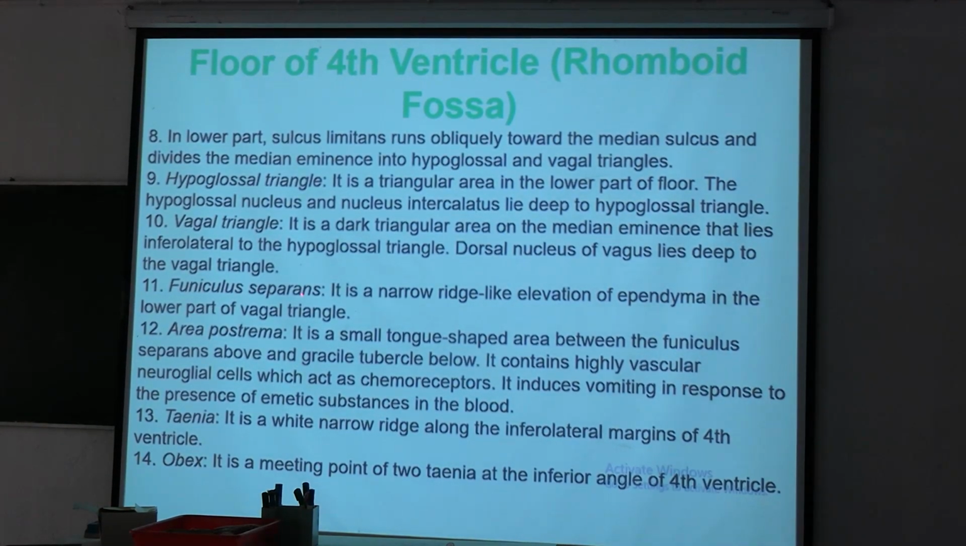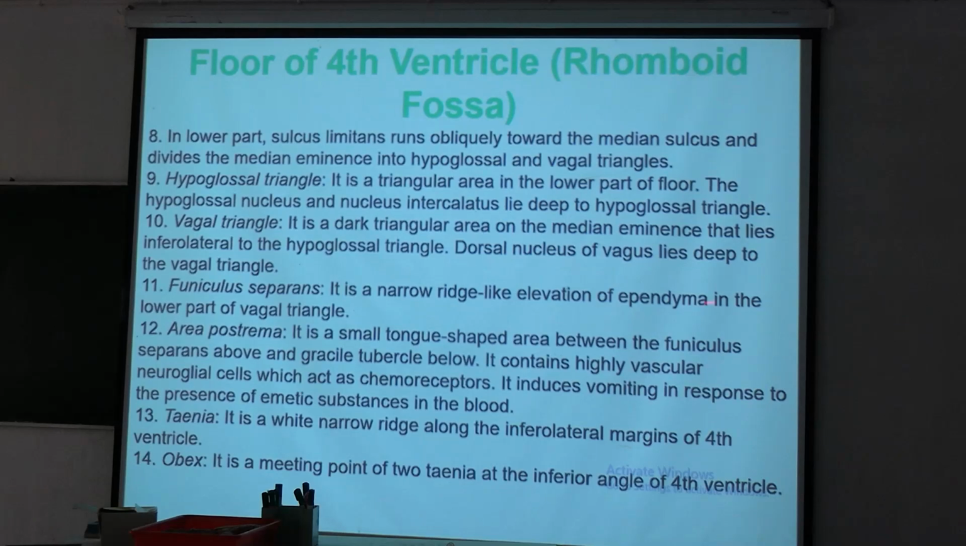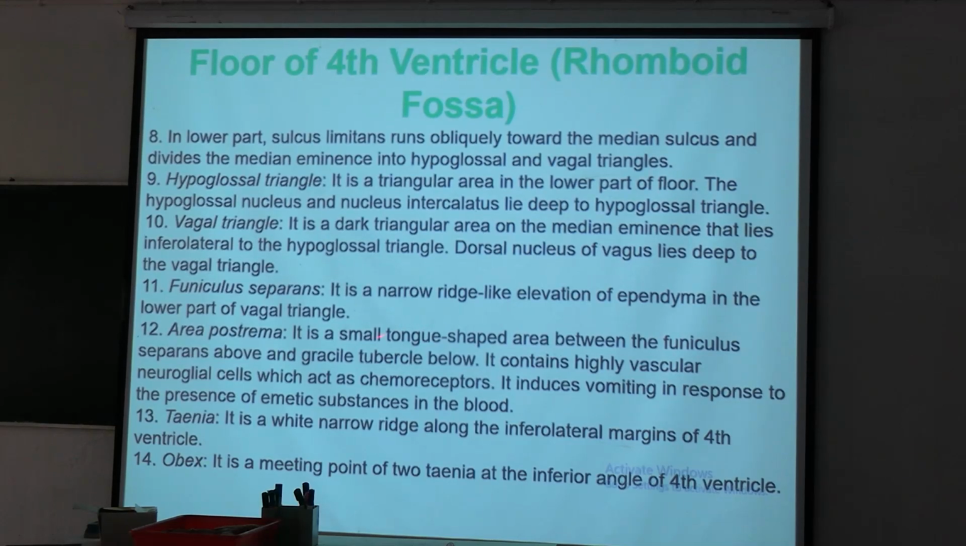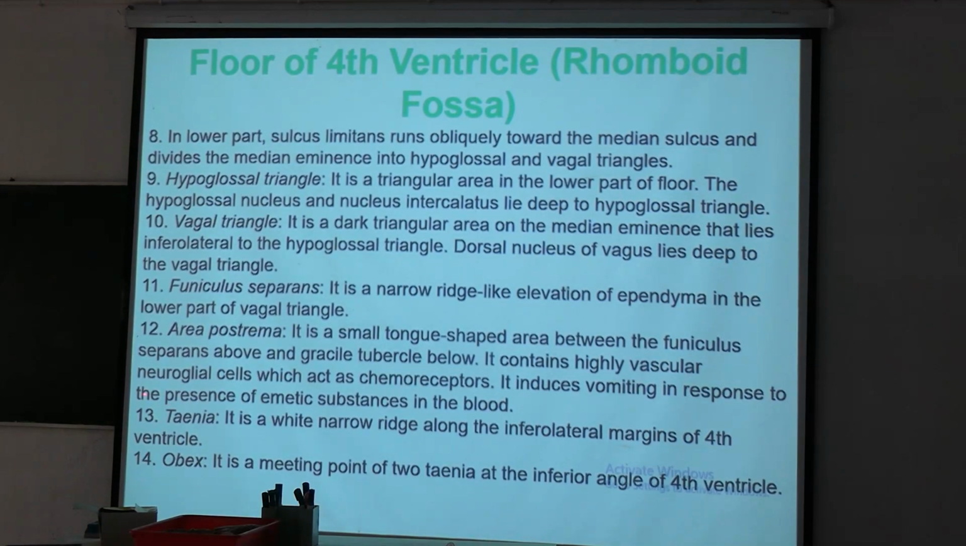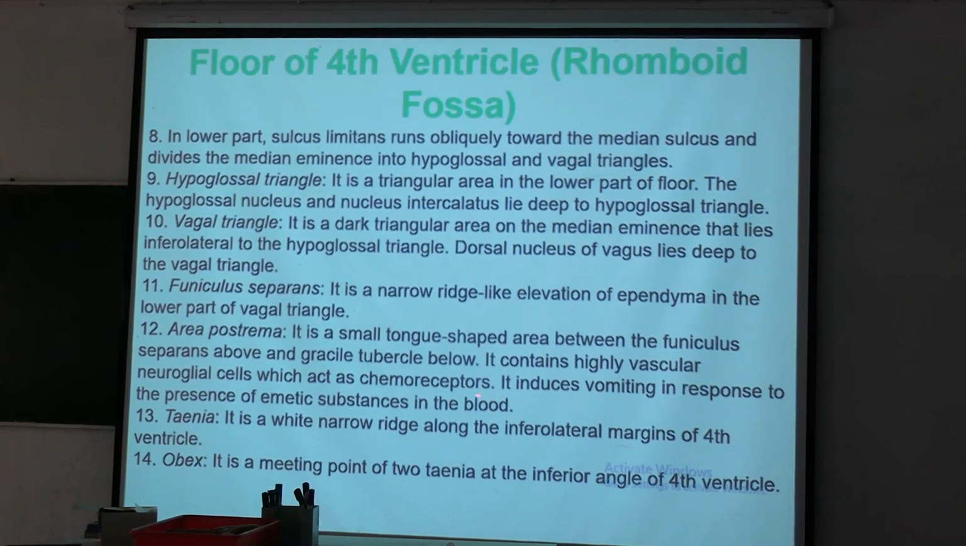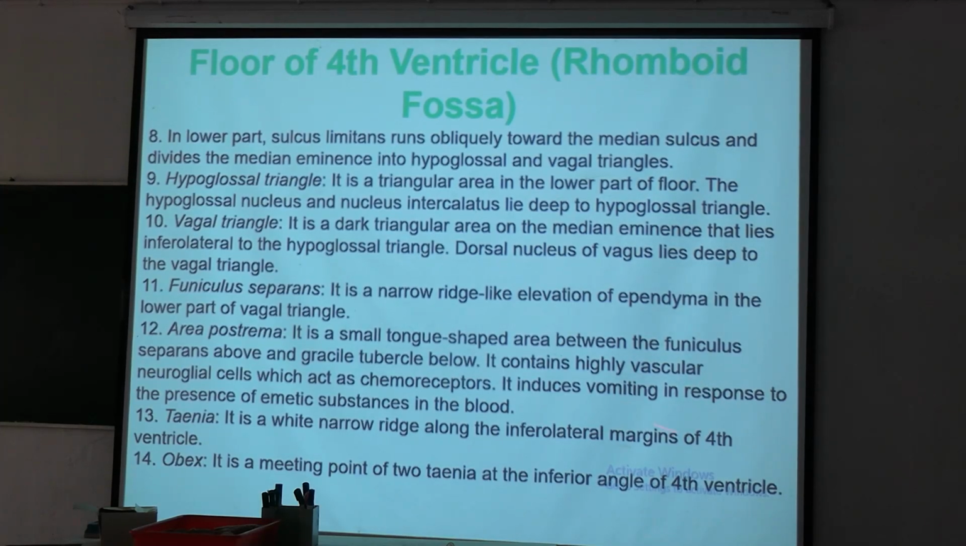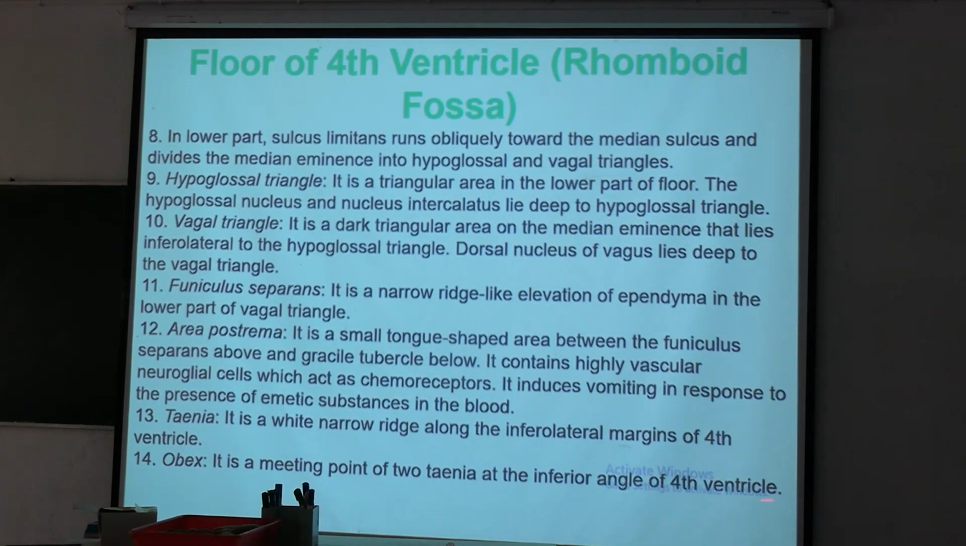Next is funiculus separans. It is a narrow ridge-like elevation of ependyma in the lower part of vagal triangle. Next is the area postrema. It is a small tongue-shaped area between the funiculus separans above and gracile tubercle below, and it contains highly vascular neuroglial cells which act as chemoreceptors. It induces vomiting in response to the presence of emetic substances in the blood.